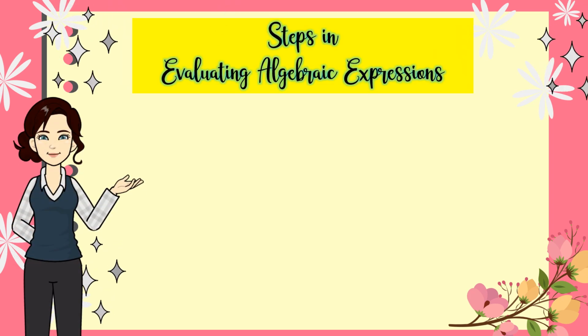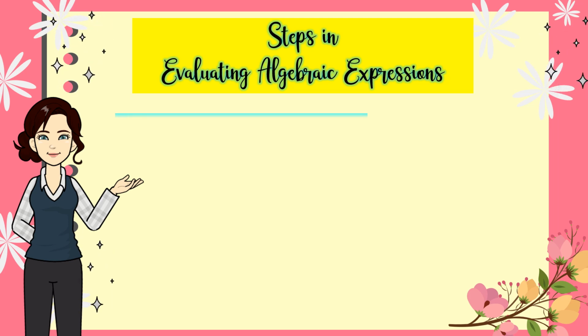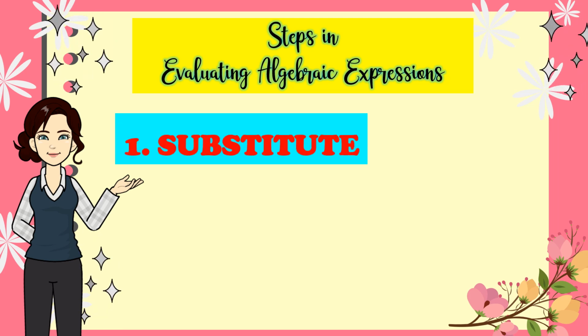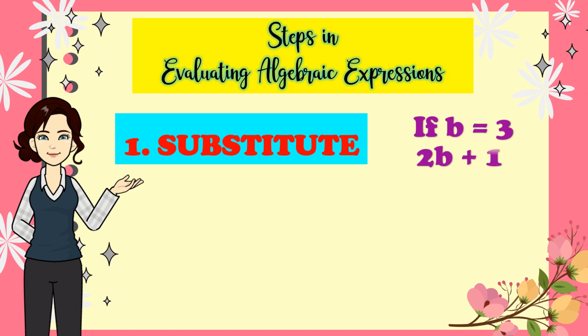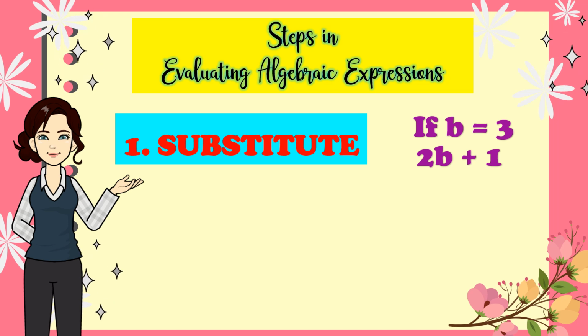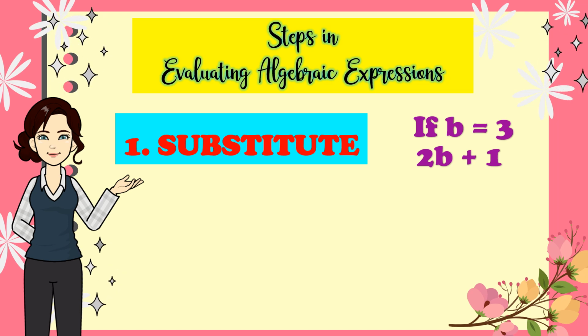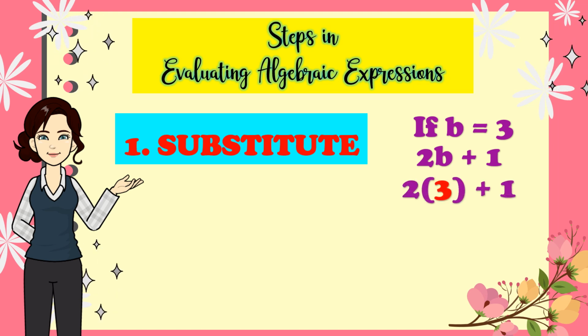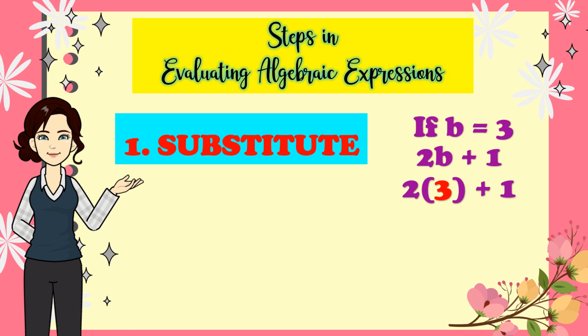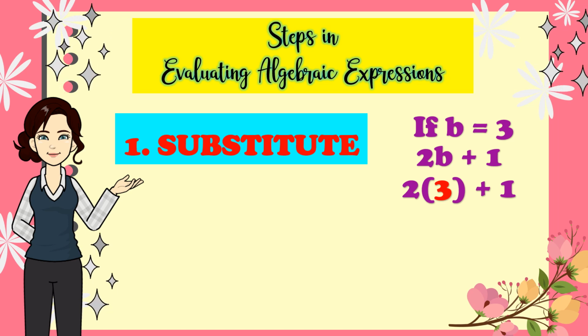Have you ever wondered what are the steps involved in evaluating algebraic expressions? So here are the two steps that you're going to do if you're about to evaluate an algebraic expression. First, substitute. If b is equal to 3 and the expression is 2b plus 1, so we could substitute 3 to the variable b. So how are you going to do that? Like this. So we substituted 3 to the variable b. So we have 2 times the quantity 3 plus 1.